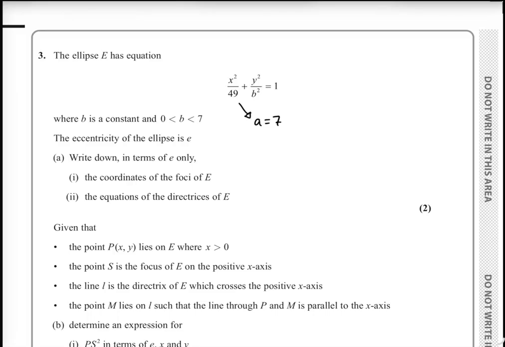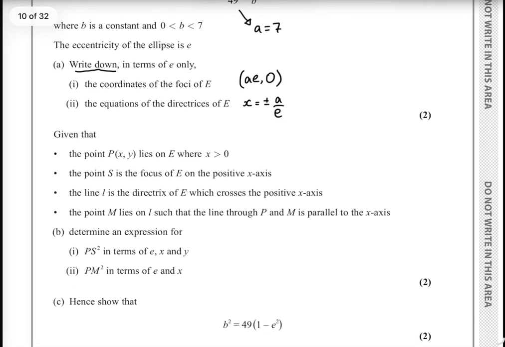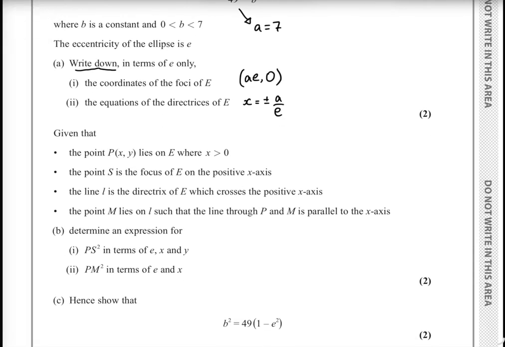Now that's actually quite easy because given in the formula booklet are the coordinates of the foci of an ellipse, and that's (ae, 0). The equation of the directrices are also in the formula booklet, and that's x is equal to plus or minus a over e. And we know from the equation that a is 7, which is why they've used this phrase write down rather than calculate or work out. So we've got 7e and 7 over e.